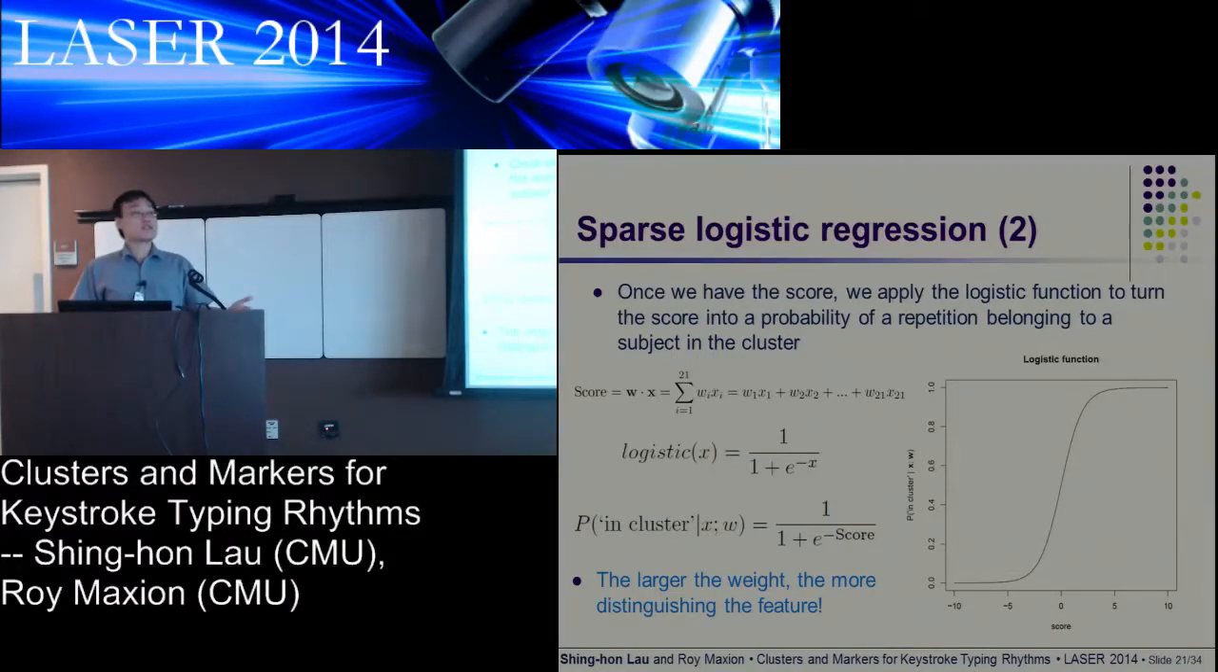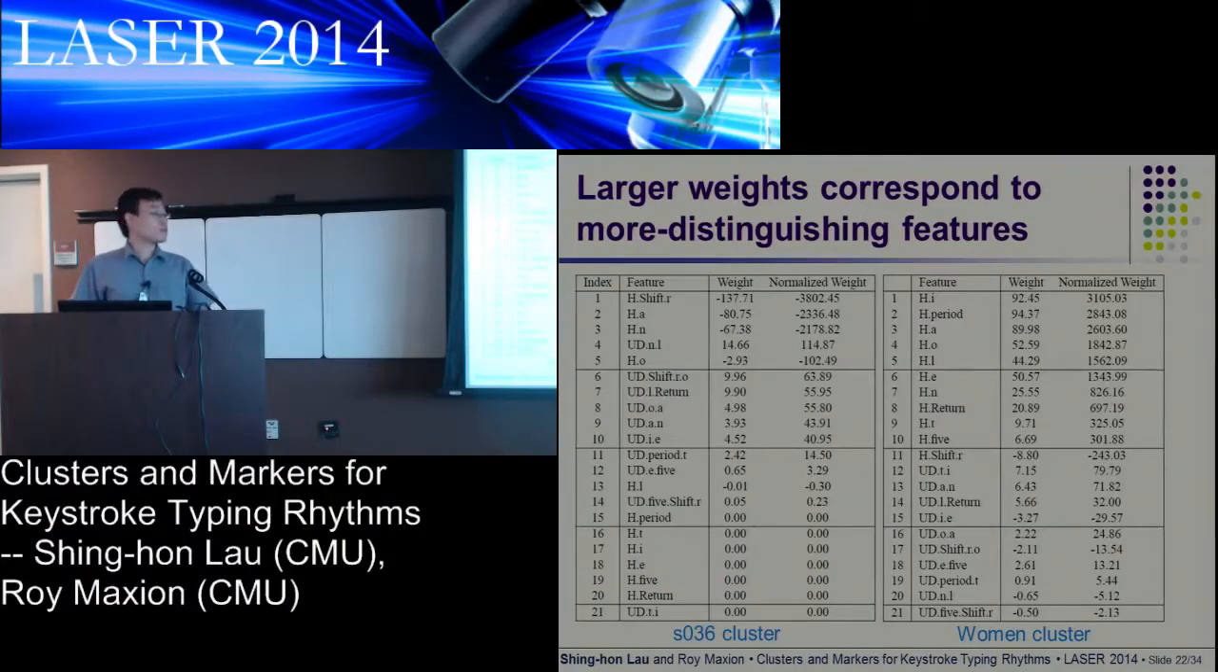So we can run this for the clusters that we identified, the 36 cluster and the woman cluster, and we can get out two nice tables like this. So you have the index from 1 to 21. You have the feature. Again, the prefix of capital H means it's a hold time. The prefix of UD means it's a latency time. You have the actual weight, and then you have what I'm calling the normalized weight.